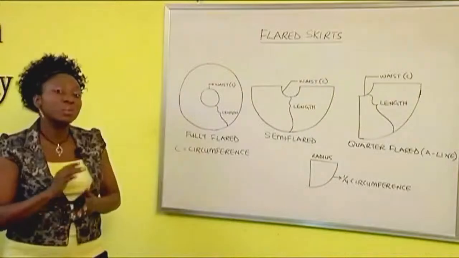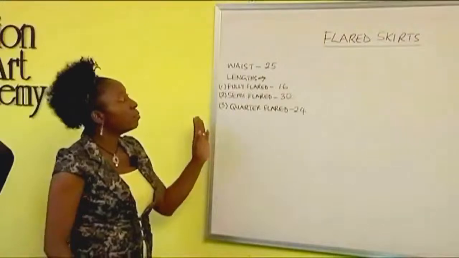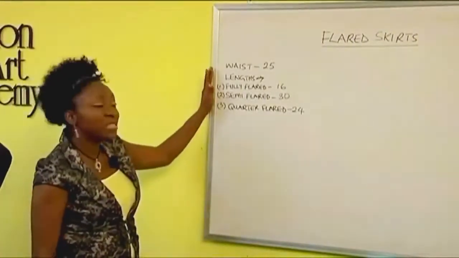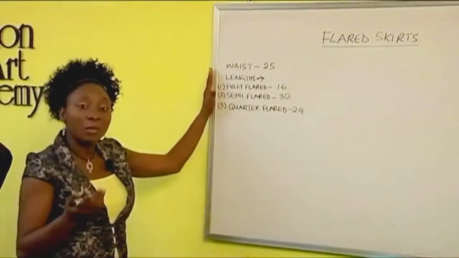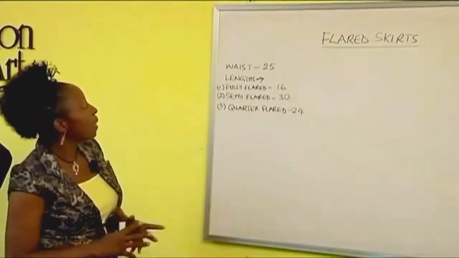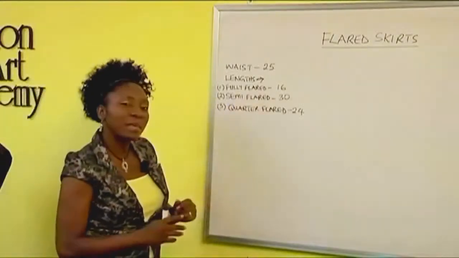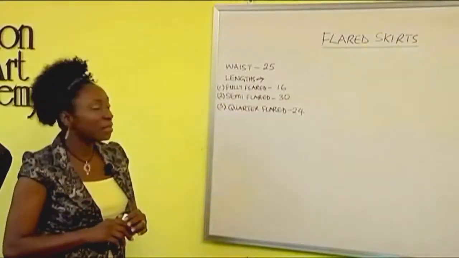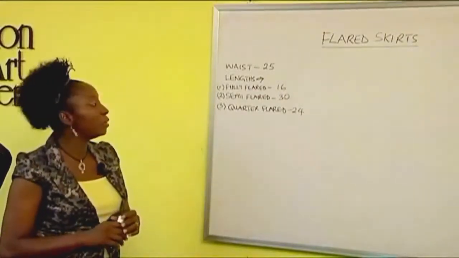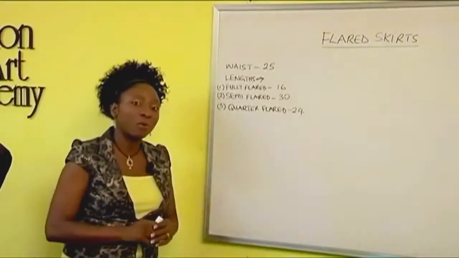So let's look at the measurements we will need to make our skirts. These are the measurements we're going to use. We have the waist, a known measurement, which is 25 inches. Now we have three different lengths to practice with. For the fully flared we'll use a mini length of 16 inches. The semi-flared is going to be quite long, so we'll use 30 inches. The quarter flared we'll use as 24 inches.